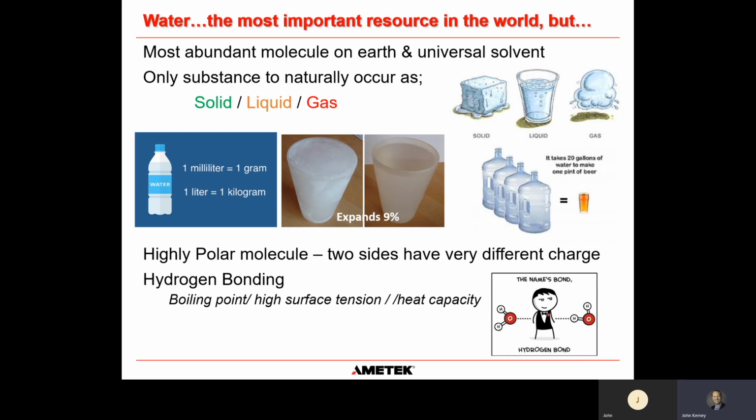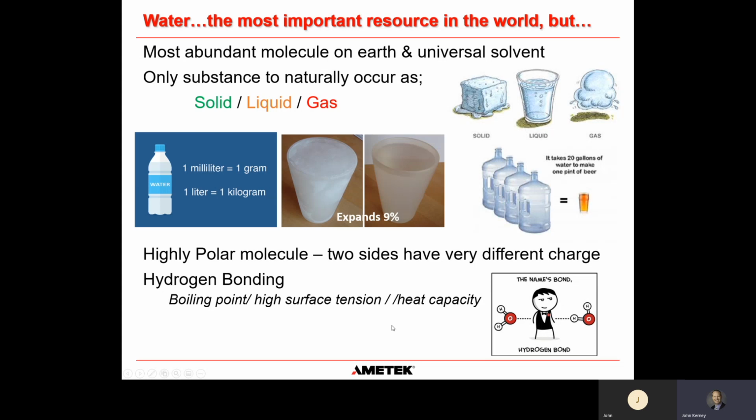Additionally, hydrogen bonding gives water some unique surface tension properties. Surface tension is basically the attraction of molecules to adhere to each other or to a surface. And hydrogen bonding allows water molecules to stick or adsorb to surfaces. I want you to keep that in mind as we get further into the presentation.